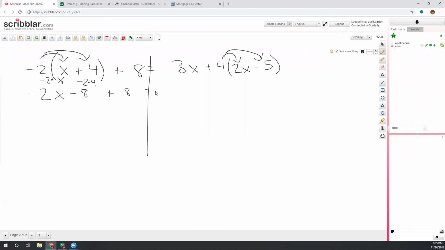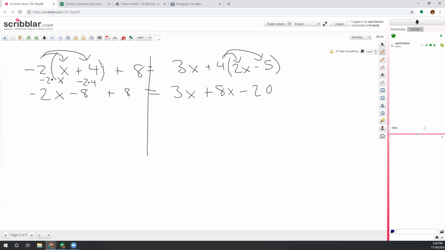And then we still have the plus 8. And now we go to the other side. 4 times 2x is 8x, and 4 times negative 5 is negative 20. So if there's the distribution step, you want to do that first. And then we want to combine any like terms.